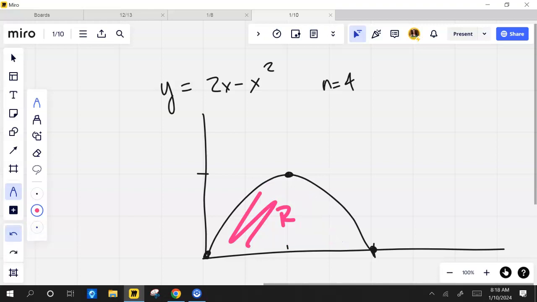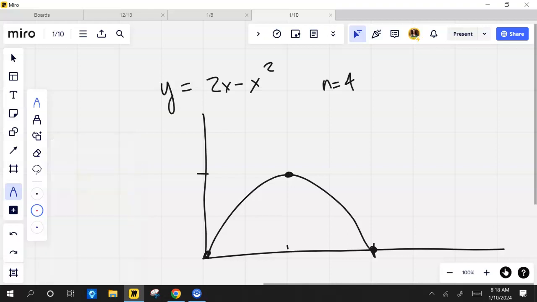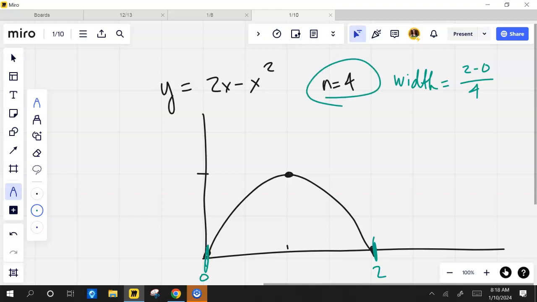Depending, what'd you say you want to do, MRAM? Okay, let's divide it into 4 intervals. If n equals 4, then the width of each one, I'm going from 0 to 2, right? So what's the width of each? 1/2. Because I do high minus low, divided by how many intervals I want. If I wanted 10 intervals, I'd divide by 10. If I wanted 2 intervals, I'd divide by 2. But since my n is 4, I'm dividing by 4 here, so I get 1/2. That tells me my width each time is 1/2.